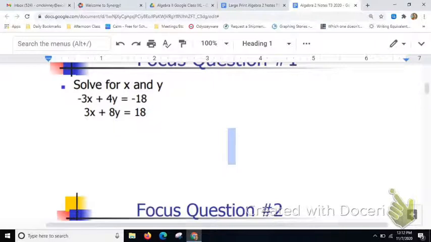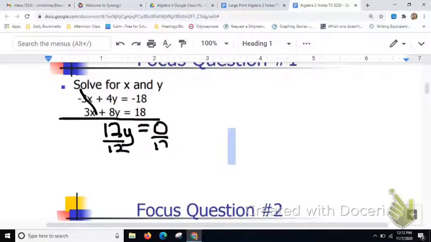We can simply add the two lines together, and the x's would be eliminated. They would zero pair out. We also add the rest together. So we have 12y, a negative 18 and a positive 18 makes 0. Divide by 12, and we see y is 0. We're not finished. We also need to know what x is.